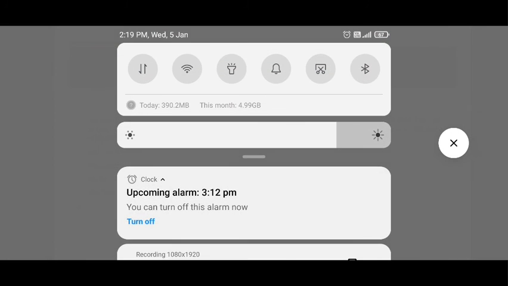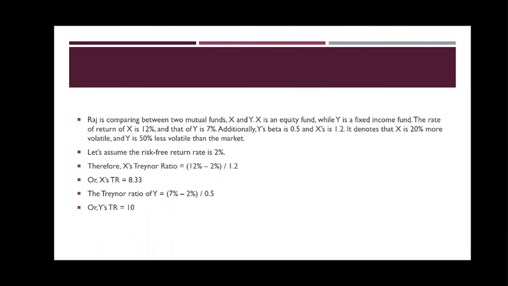Let's assume risk-free return as 2%. For X, Treynor ratio equal to 12% minus 2% divided by 1.2, equal to 8.33. For Y, Treynor ratio equal to 7% minus 2% divided by 0.5. Here 7% is R, 2% is risk-free return, 0.5 is beta. So for 1 beta it is getting 10%, whereas for X, for 1 beta it is getting 8.33.